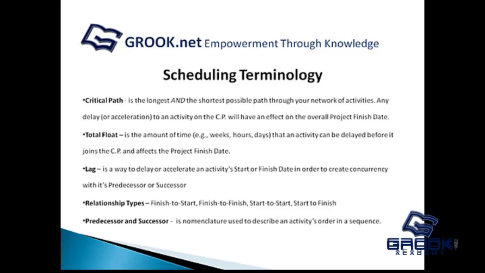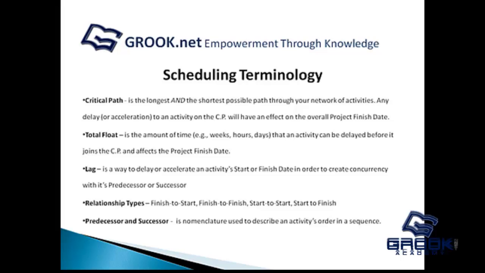The next term is total float. When you see it in scheduling software, you'll see the TF field, total float, and what it's telling you is the amount of time that an activity can be delayed before it affects the project finish date. So what it's essentially saying is, if you have 4 days of total float, that means that you can delay that activity for 4 days before it joins the critical path and essentially affects your total project finish date.